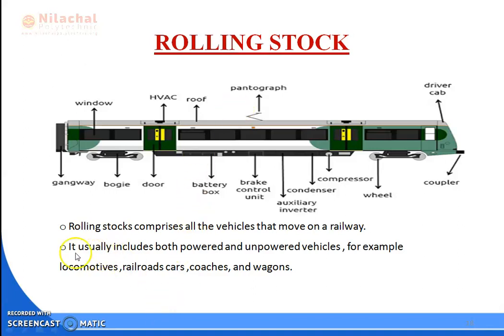Okay, so rolling stock comprises all the vehicles that move on a railway, and it usually includes both powered and unpowered vehicles. For example, locomotives means the engine, railroad cars, and coaches means where passengers will move, and wagons means your raw materials from the industries that we can transport. So for this transport we are using the rolling stock. Okay, this is all about your rolling stock.